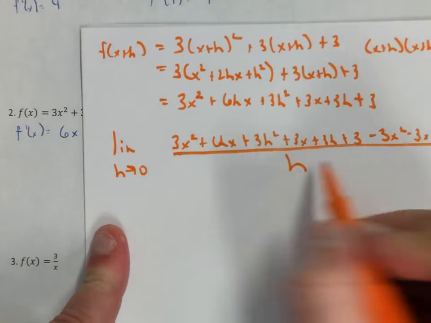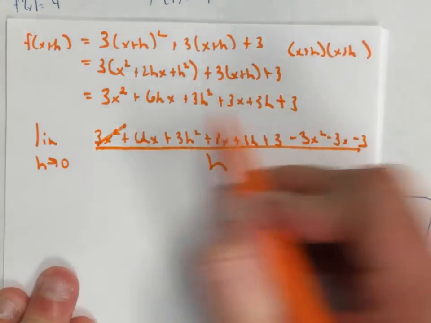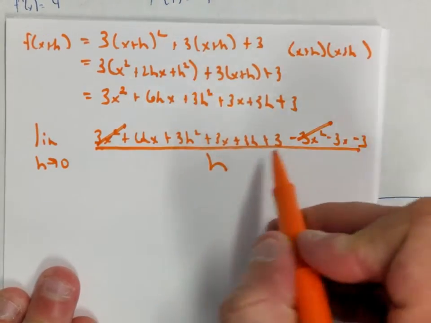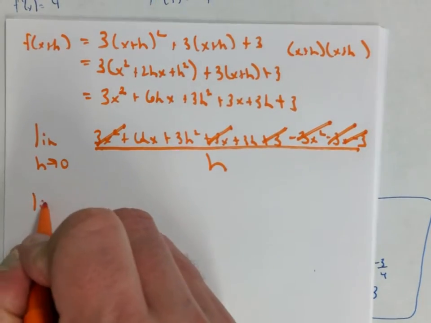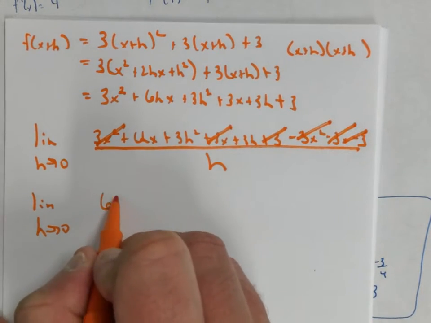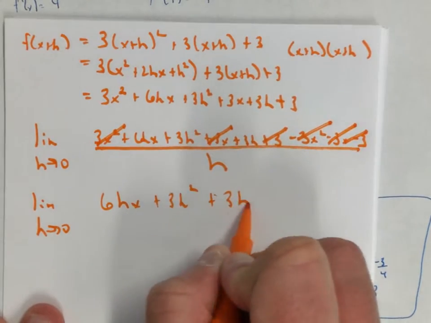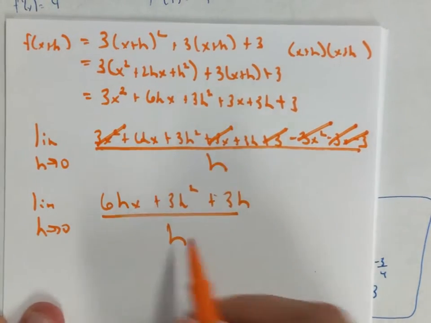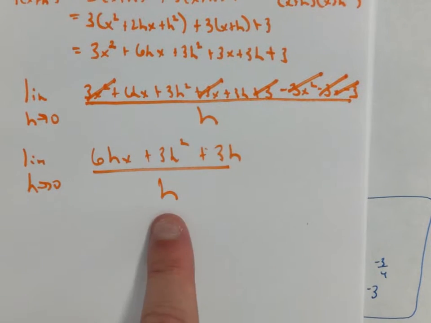All over h. Well, at this point, everything that doesn't have an h needs to cancel out. This cancels out with this. This cancels out with this. This cancels out with this. So I got the limit as h approaches 0 of 6hx plus 3h squared plus 3h all over h. Well, if I do direct substitution, if I take 0 and plug it in here, it still gets 0 in the denominator.